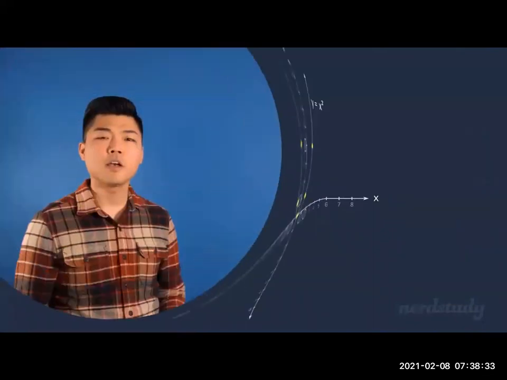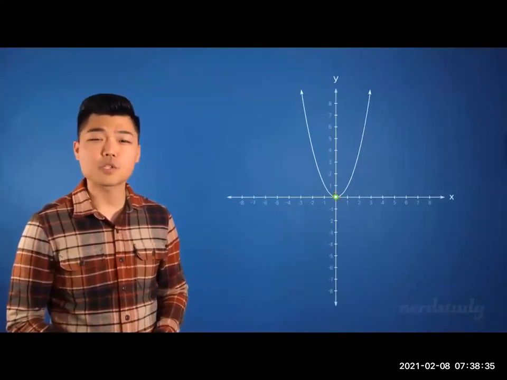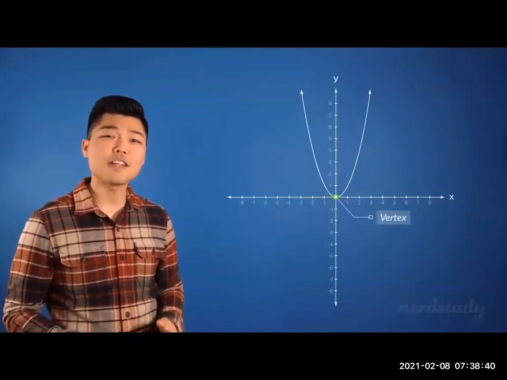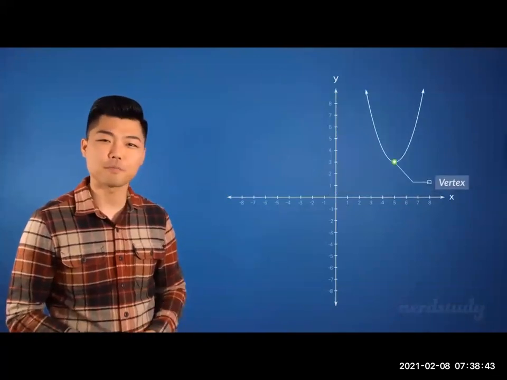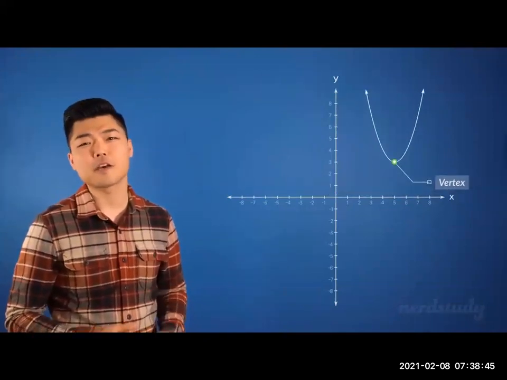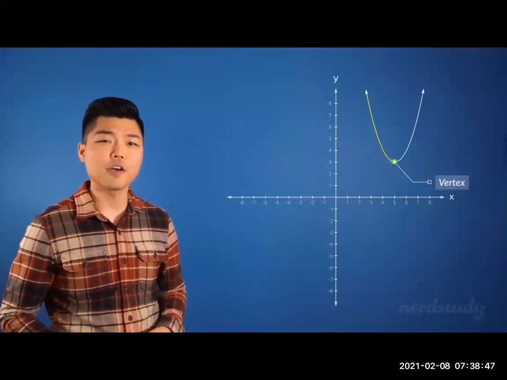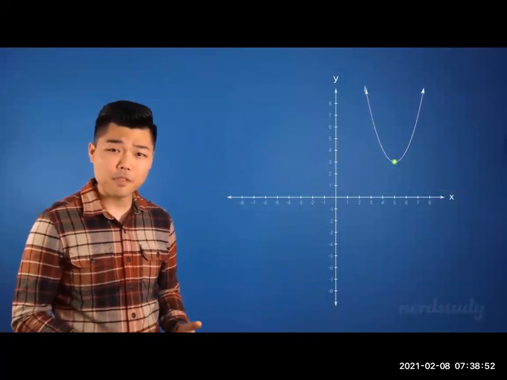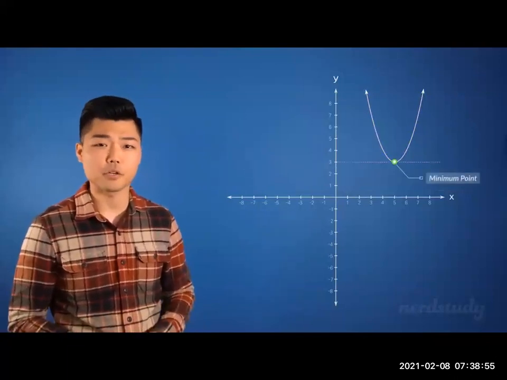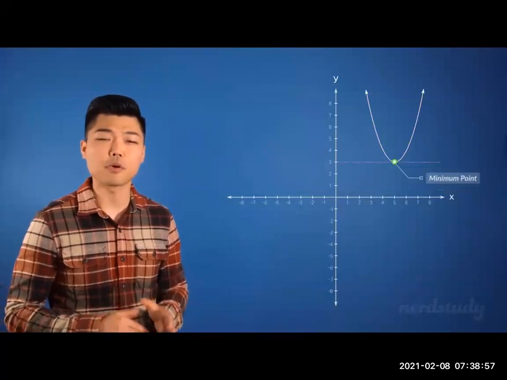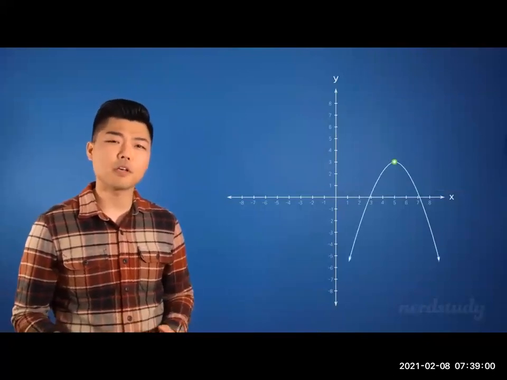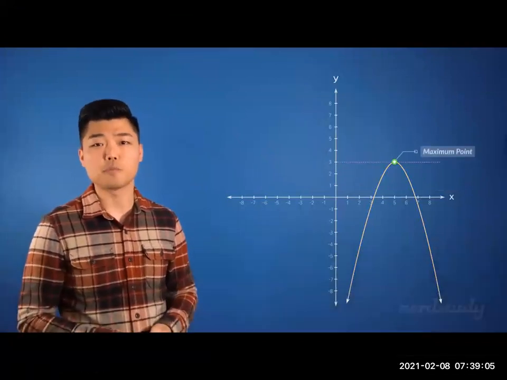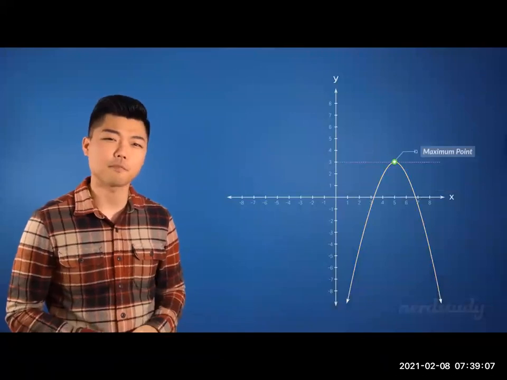Great! Now, this point right over here is called the vertex. And like we mentioned before, it does not necessarily have to be on the origin. The vertex can be thought of as the point in the parabola where the curve changes direction. If the parabola is opening up, then the vertex will be the minimum point, or shall I say the lowest point on the graph. If the parabola is opening down, the vertex will be the maximum point, which would be the highest point on the graph.